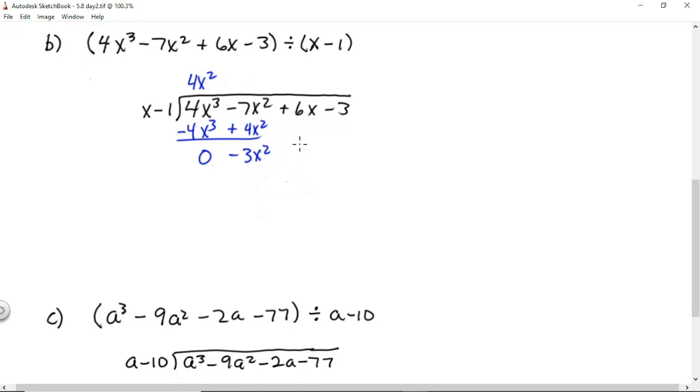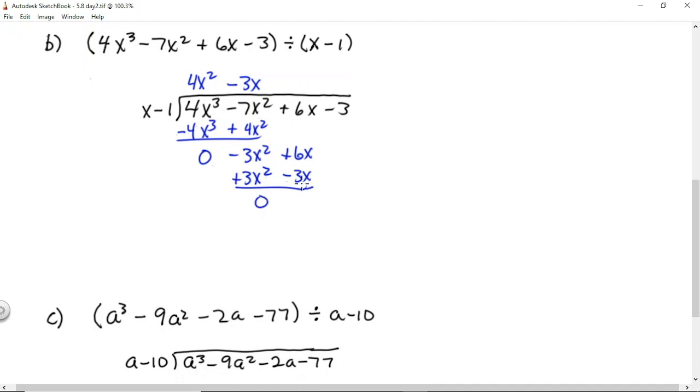And we bring down 6x. Okay, so how many times does x go into our negative 3x squared? Well, that's negative 3x. Okay, and multiply that by x minus 1. Negative 3x times x is negative 3x squared, but we write positive 3x squared. Negative 3x times negative 1, that's positive 3x. We write negative 3x. And now just add vertically.